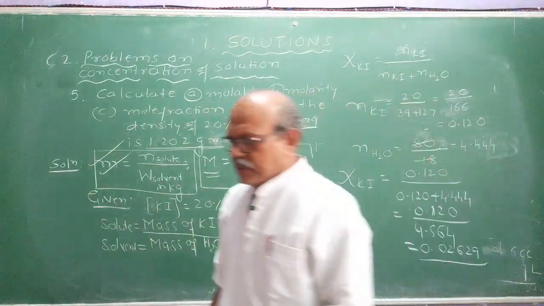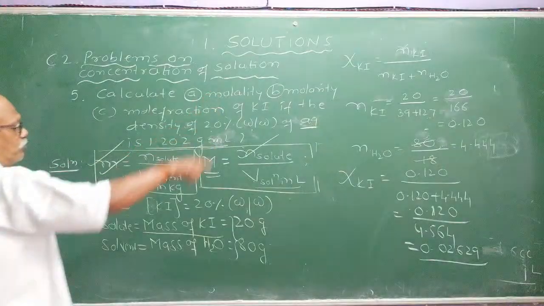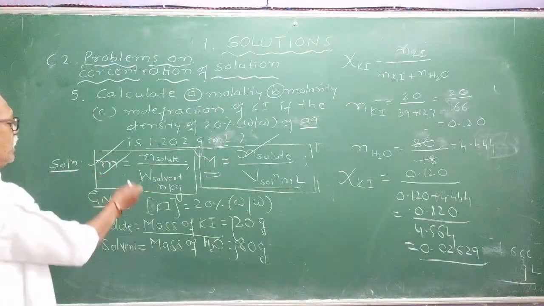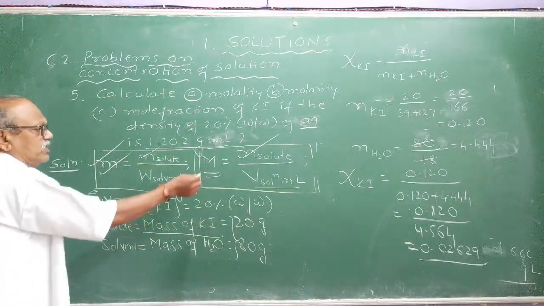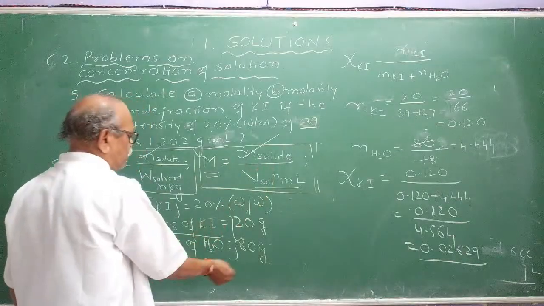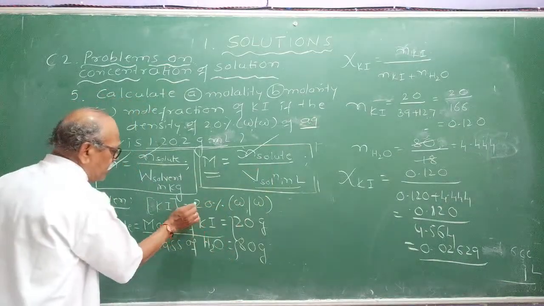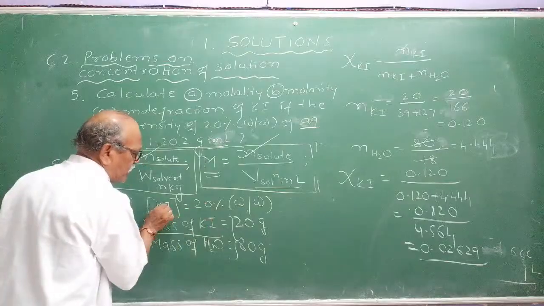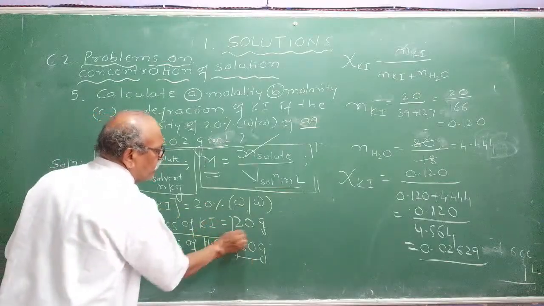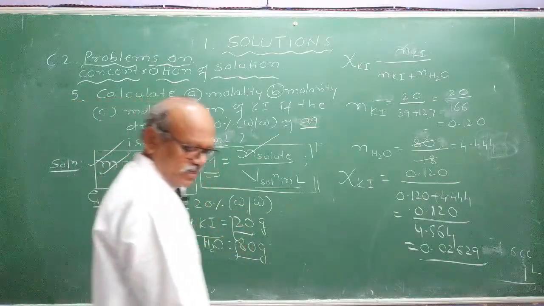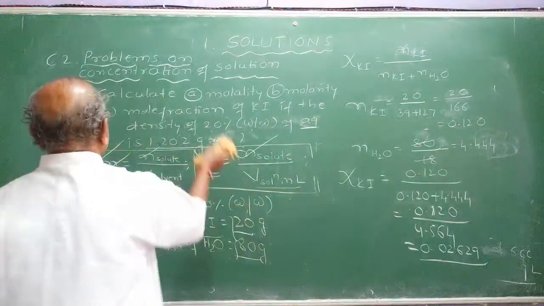I hope you got it. First you write the formula, then you prepare the requirement to calculate the number of moles of the solute. So like this, one by one you calculate the details. Percentage means in that 20 gram will be potassium iodide, the remaining 80 gram will be water. Right? So that is the solution of this problem.